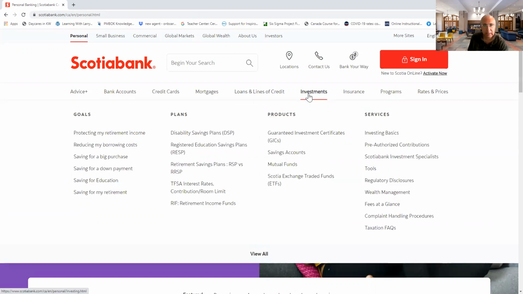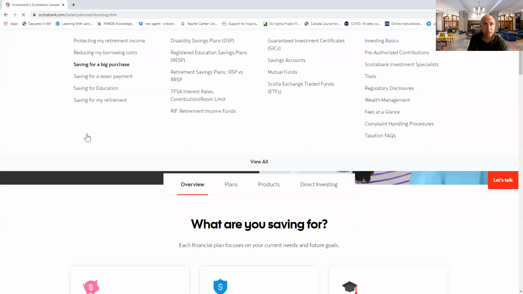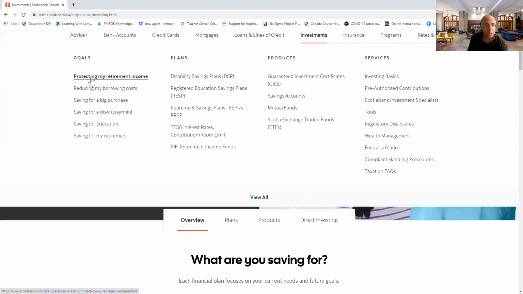And investments, as you can see, first of all, I want to show you again here the plans. So under investments, the first thing is you have to talk about what are your goals, right? When you're talking to clients, this is part of the ethical standards and getting to know the client. You have to ask them what is the purpose of your investment, right? Do they want to protect their retirement income, or reduce their borrowing costs, or save for a big purchase, save for a down payment for a house, saving for education, saving for retirement? So you first talk about what are their goals.